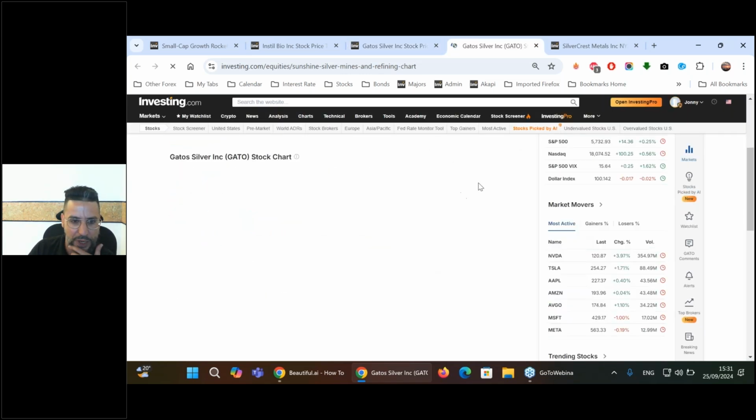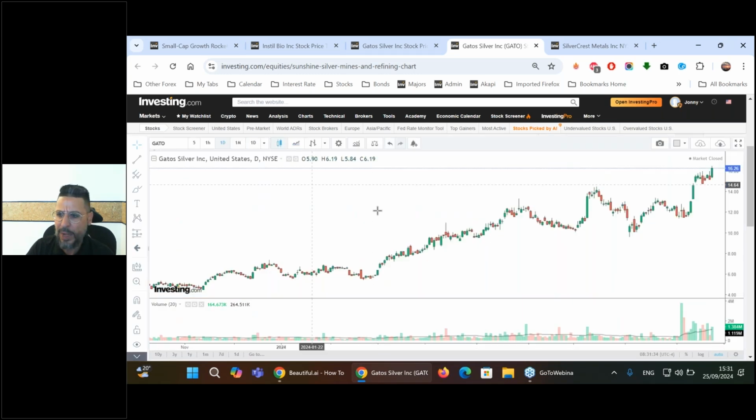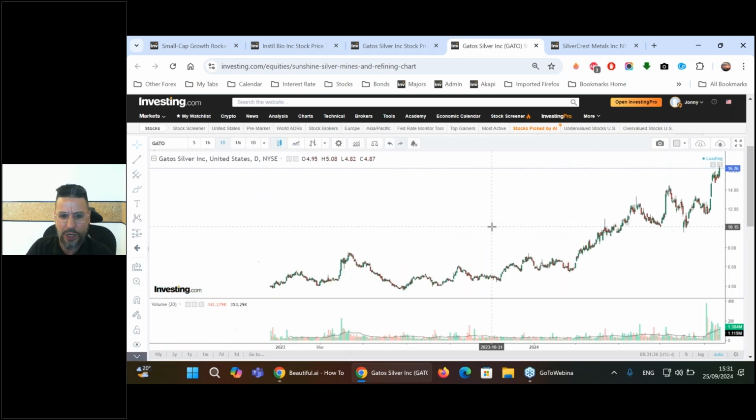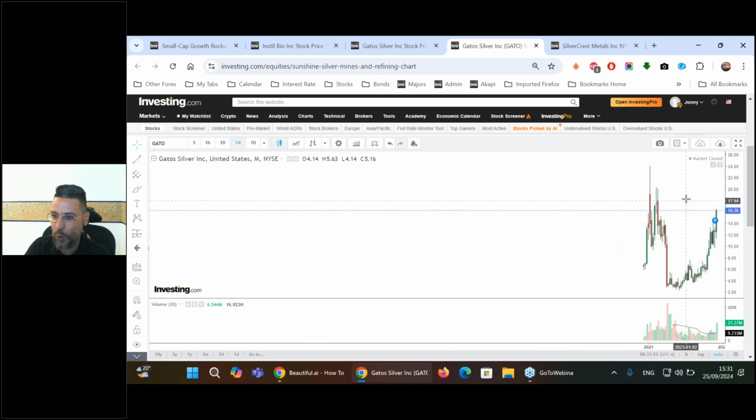Let me pull up the long-term chart here for Gatos. So yeah, you can see pretty much amazing price performance in 2024. It started the year at under $6. It's currently trading at 16. It does have an all-time high of about $24. So historically speaking, Gatos Silver technically still has more room to run.